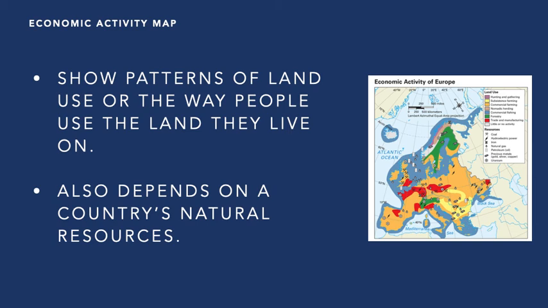So on the right-hand side of your screen, we see an economic activity map of Europe, and this colorful map shows the land use patterns in Europe, and the most widespread land use is commercial farming, and we can see that because we have the colors and we have the symbols, and the symbols show the locations of important resources in Europe. So remember, an economic activity map is going to show what type of economic activity is in that particular area.